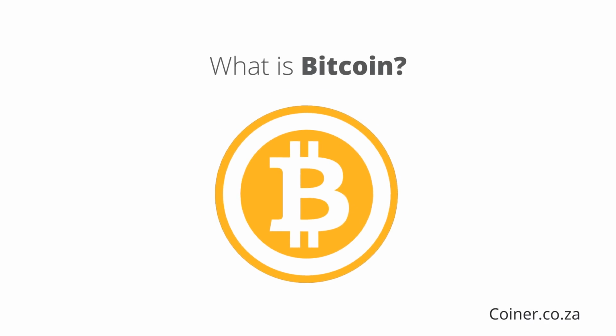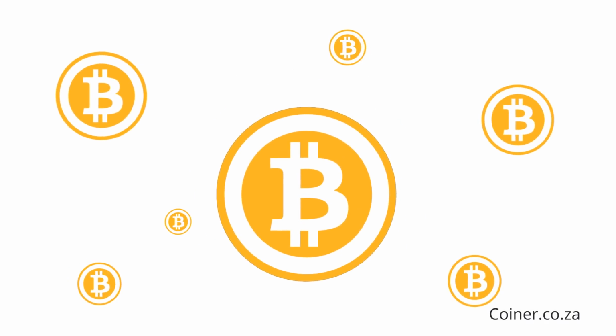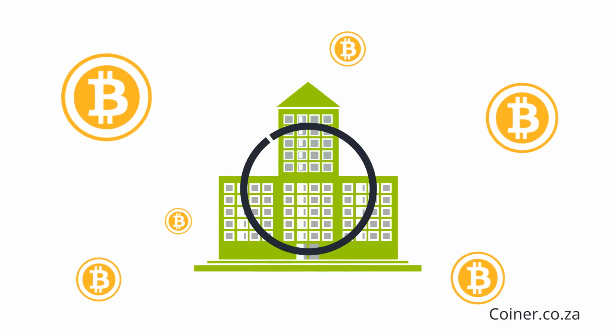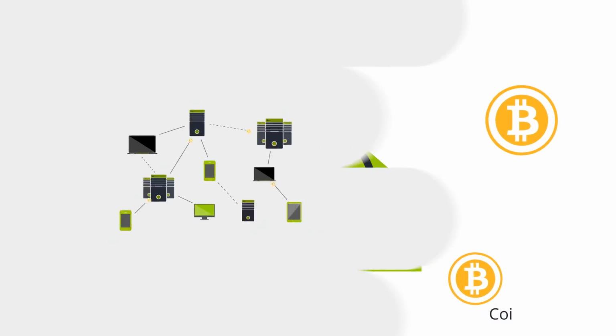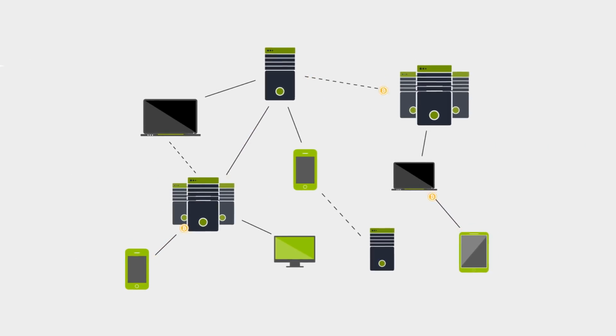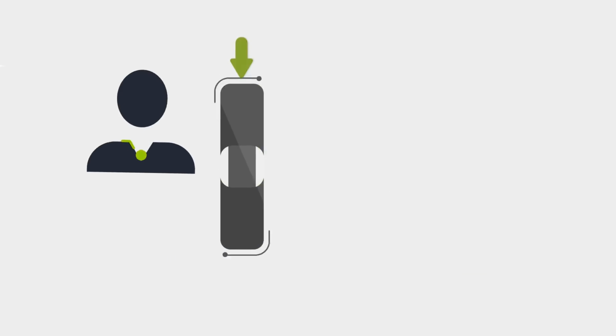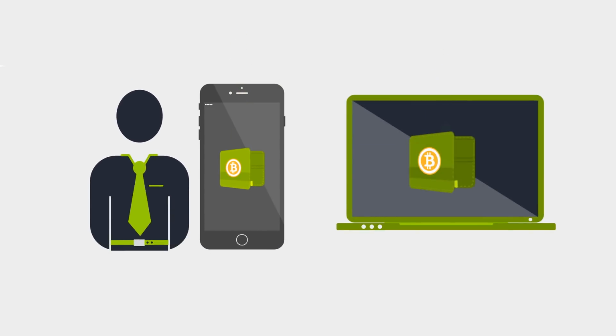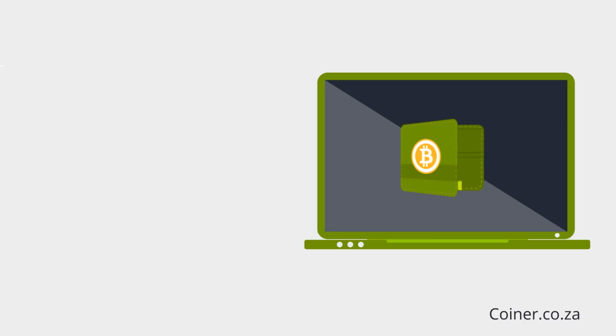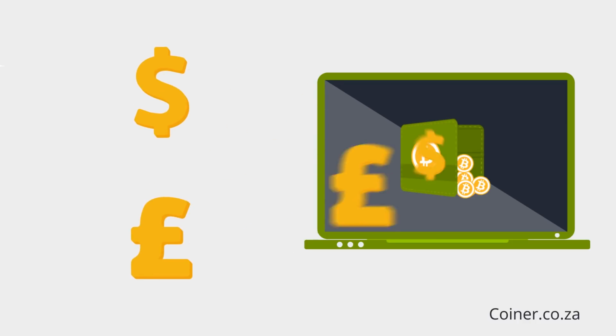What is Bitcoin? Bitcoin is a decentralized digital currency that doesn't have a central monetary authority. Bitcoin transactions are executed through a Bitcoin Wallet, which users download and use on their smartphones or computers. It can be purchased using regular currencies such as dollars and pounds, and then stored in the wallet.